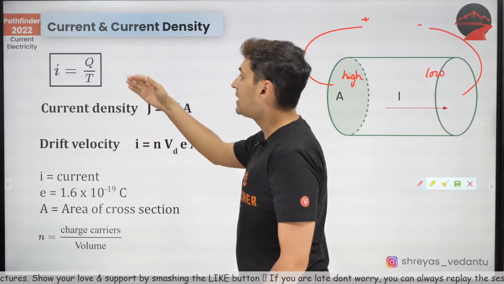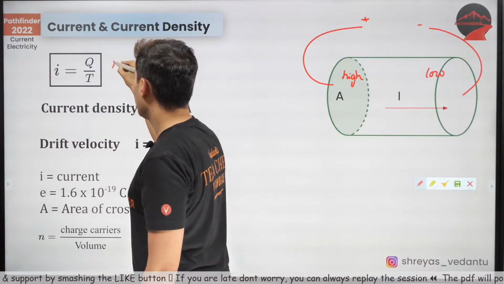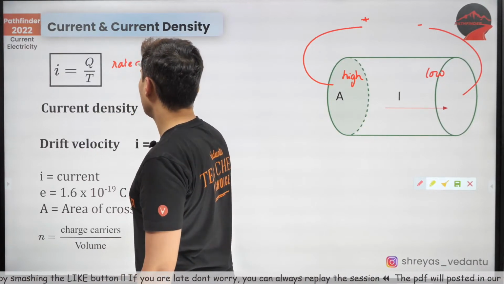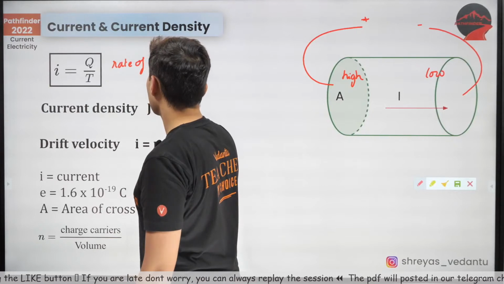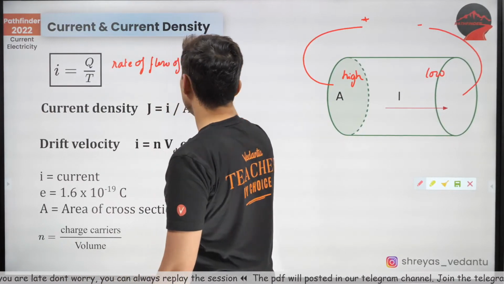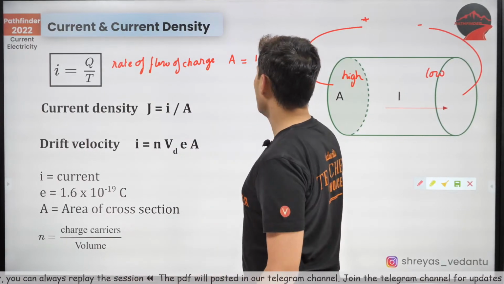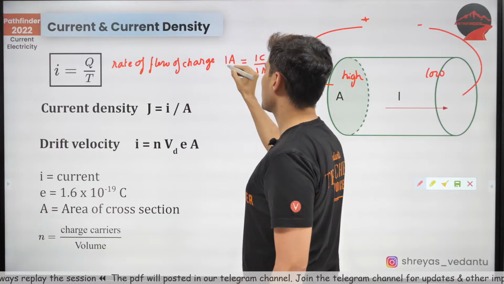And that current is the charge flowing per unit time. So current is nothing but rate of flow of charge. And we all know that the unit of current is ampere, and 1 ampere is how much? 1 coulomb upon 1 second. So that's 1 ampere.